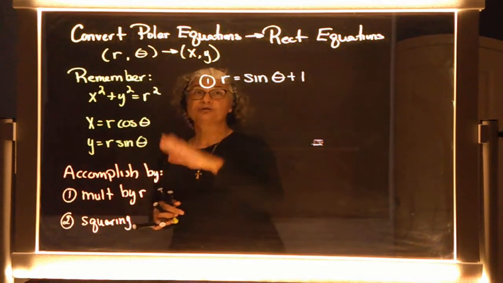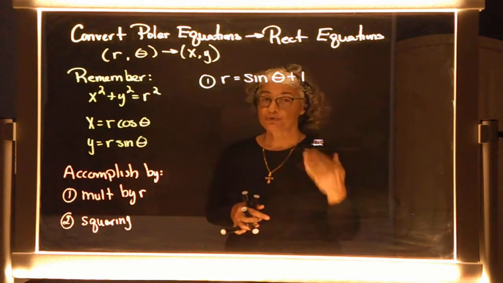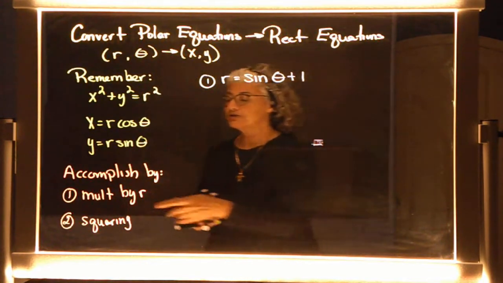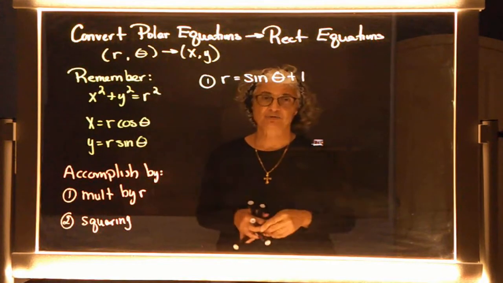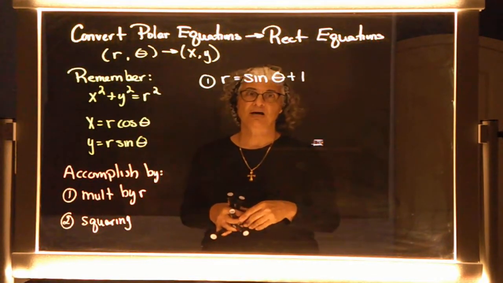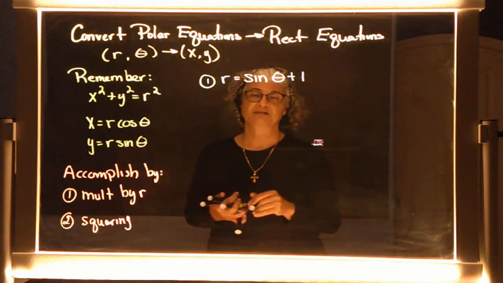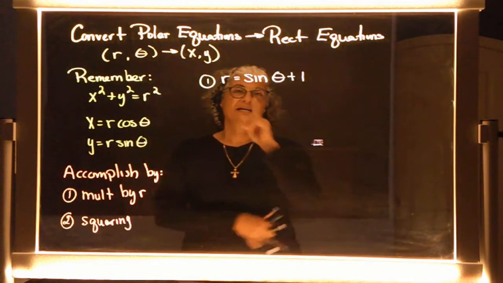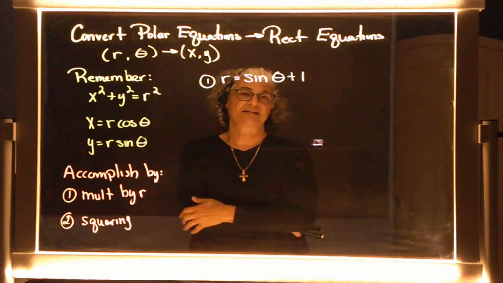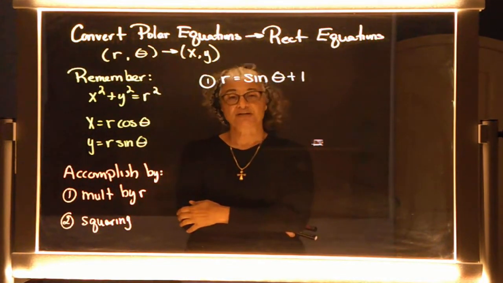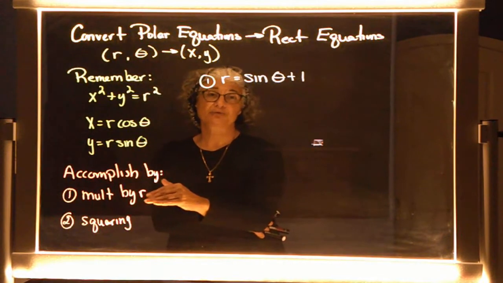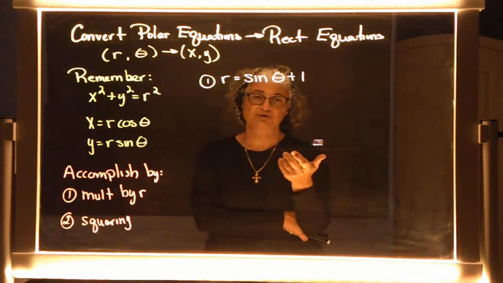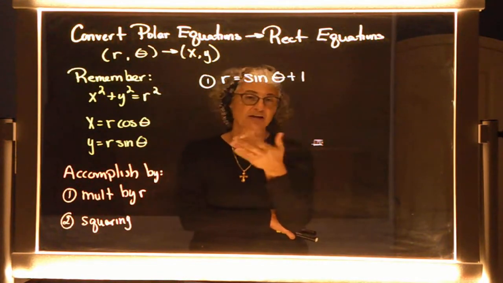Now, we are going to accomplish this conversion normally by multiplying both sides by r or squaring both sides. It just depends what we have. And sometimes you'll be like, well, how do I know which one to do? Okay, so let's take a look at this. Let's take a look at number 1. And we want to get rid of the r and the theta because we need x's and y's. So here's the thing. We can either try multiplying both sides by r or squaring both sides. And you're like, well, which one do I try? You know what? Try the first one.